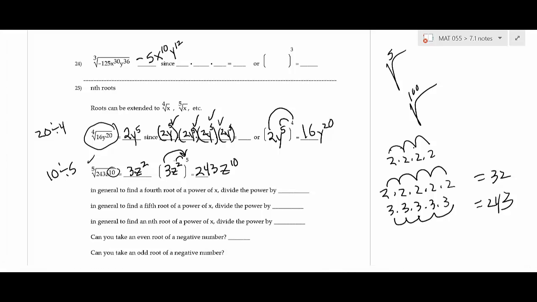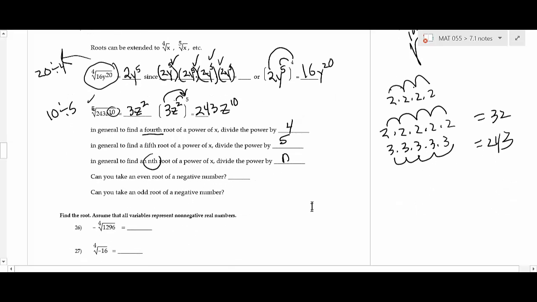Okay, let me go through a couple more things on this. This says, in general, if you're going to find a 4th root, you're going to divide the power by 4. That's what we did on this problem right here, we did 20 divided by 4. If it's a 5th root, we divided that exponent 10 by 5. So if it's an nth root, we divide by n, whatever that number is. So that's how you do that.